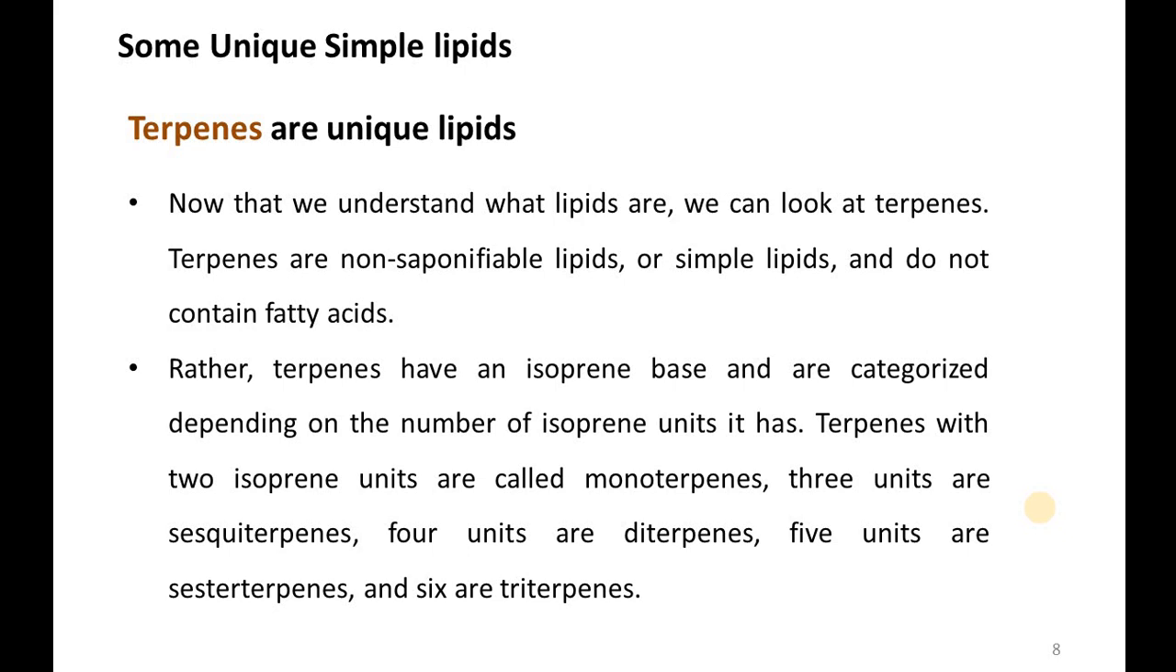Some unique simple lipids are also there, called terpenes. Now that we understand what lipids are, we can look at terpenes. Terpenes are non-saponifiable lipids. We will discuss later what saponification is. Terpenes do not contain fatty acid. Normally in lipid structure fatty acid is there, but in terpenes fatty acid is absent. On the basis of the number of carbons present, terpenes may be classified into different forms like monoterpene, diterpene, triterpene, tetraterpene, and polyterpene.